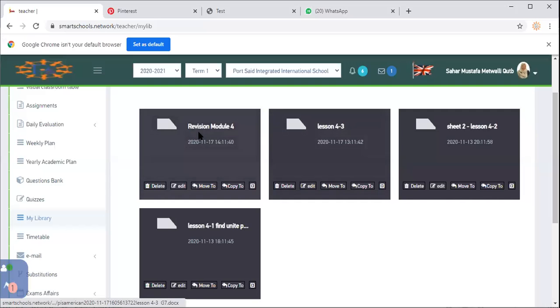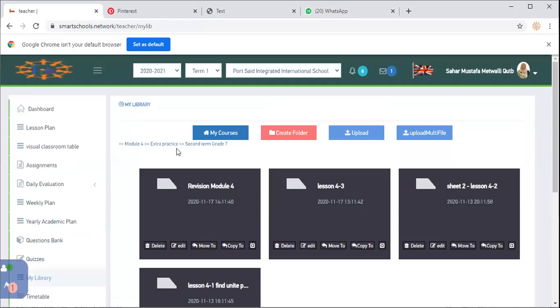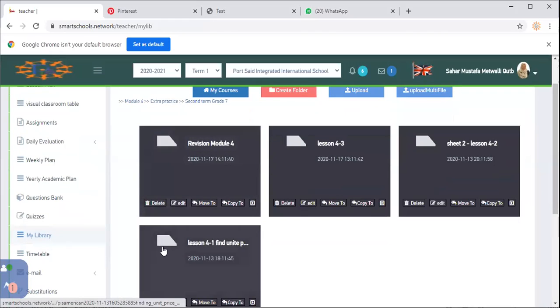When you open your SMS folder, you will find module 4, right? Module 4, extra practice. You will find sheet 1 about 4.1, sheet 2 about 4.2, and sheet 3 about lesson 4.3. And then you will find a revision about module 4. Already we solved the first and second sheet, and inshallah you are going to receive it next Sunday.